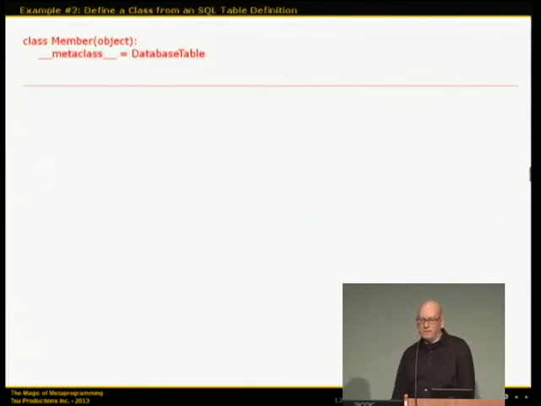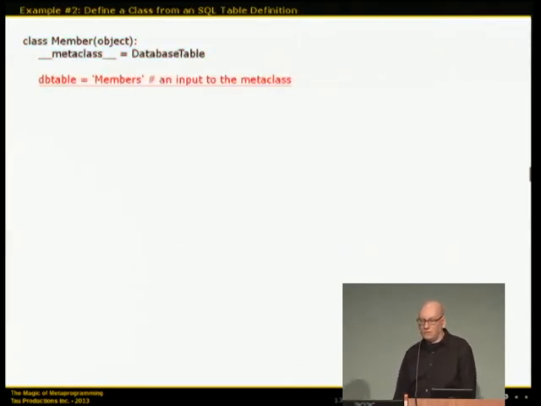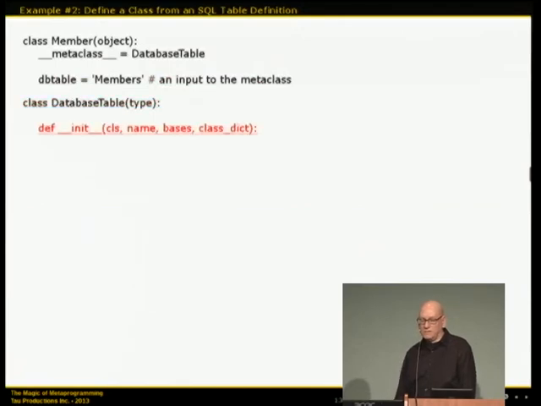So one example of that is, say, we have a member class, and it points back to a metaclass. And all we're going to do is specify that the database table is the member's SQL table. And that actually is an input to the metaclass. And that's all the class has in it. And so now we can create the metaclass down here, and you pass in the name, bases, and class dictionary. And we say we're going to, in some way, connect to a relational database.